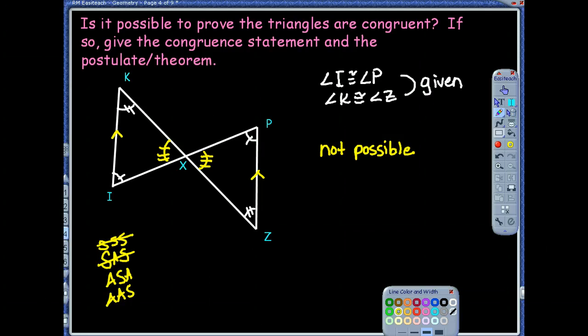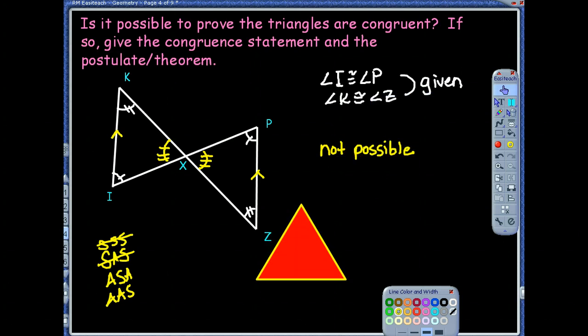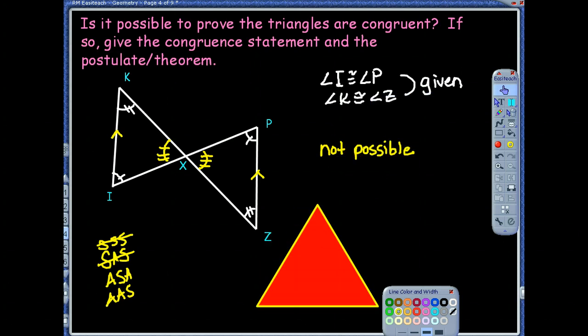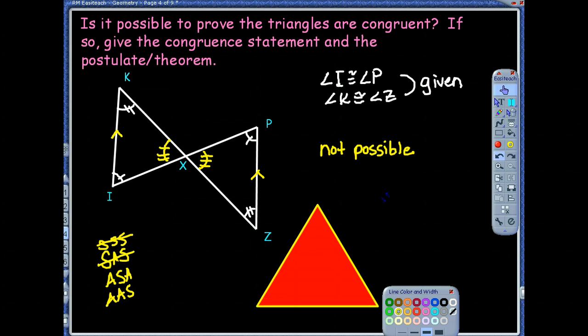For example, let me just show you here. I'm going to pull up a triangle. If I have that triangle and I just enlarge it, notice the angles aren't changing size. It's just the sides that are. So that doesn't prove congruent triangles at all.